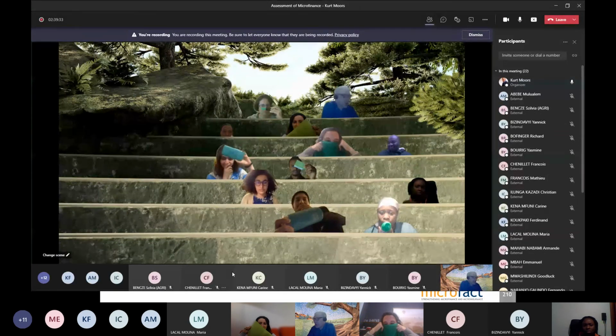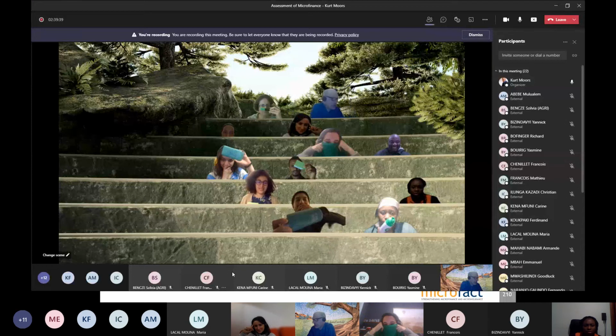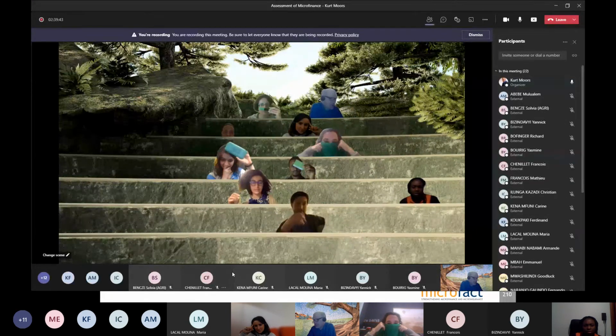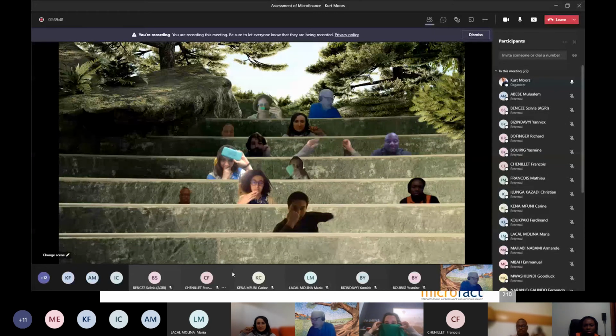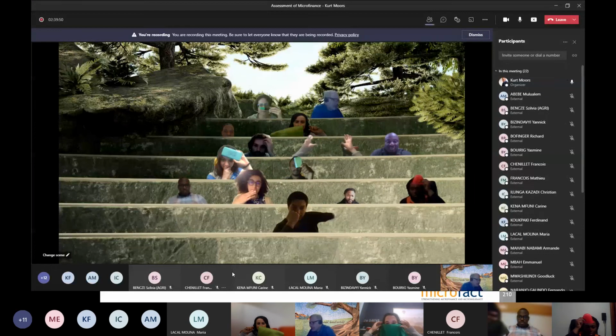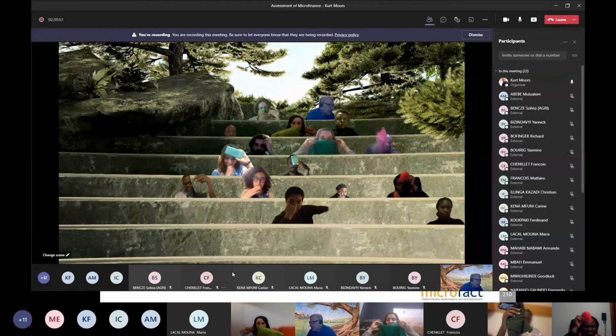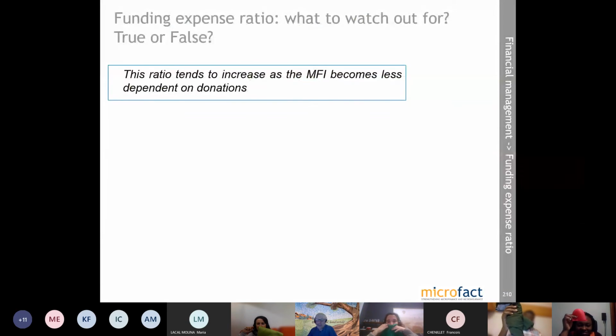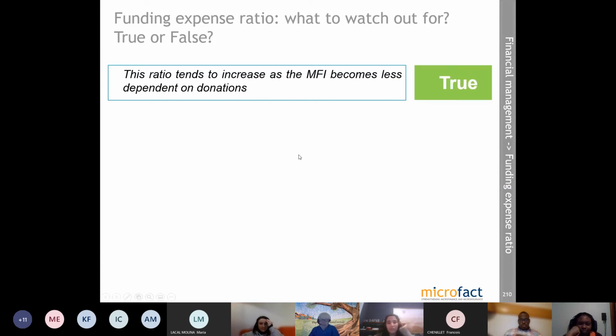I see green in all kinds, but also a lot of people who haven't put on the video anymore. So can you please switch on again? But the ones that are on the screen, they all show green except Karin, I think. Karin is doubting. You think that if you become less dependent on donations, this indicator will decrease. Now, the ones with the green ones, they were right.